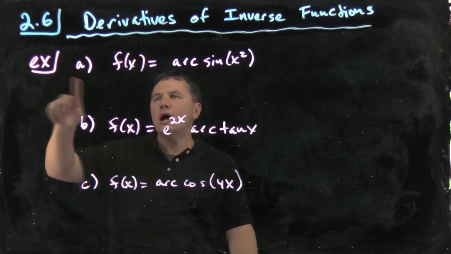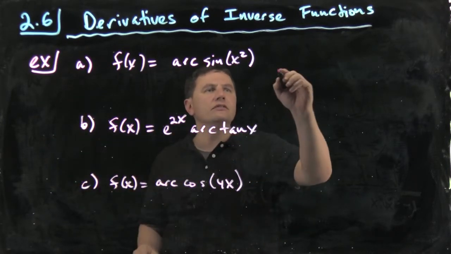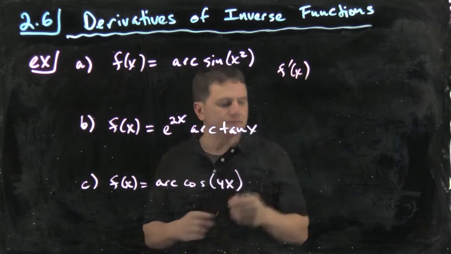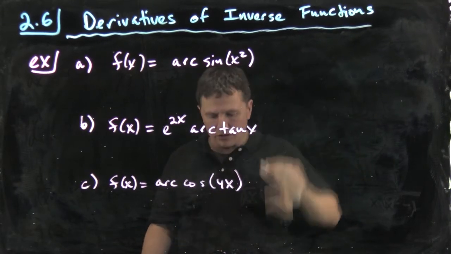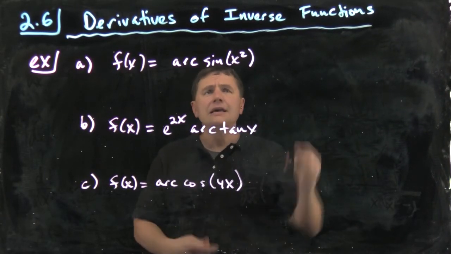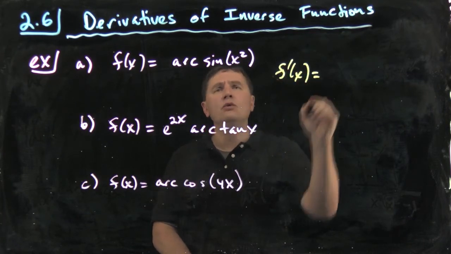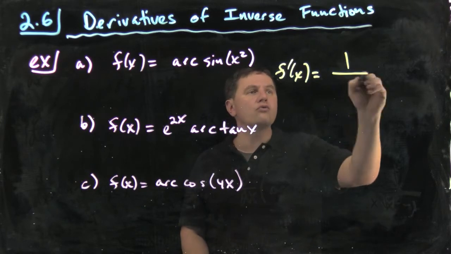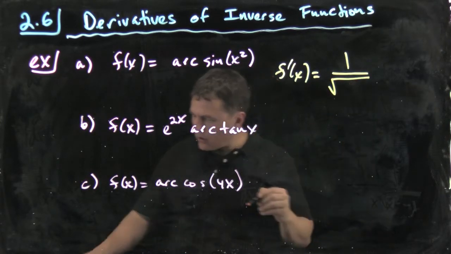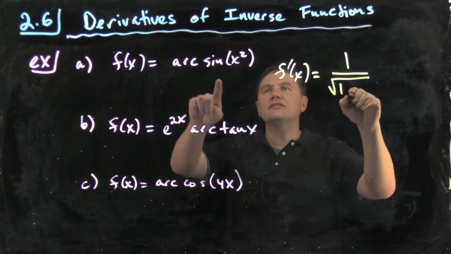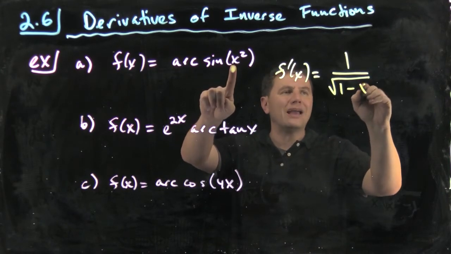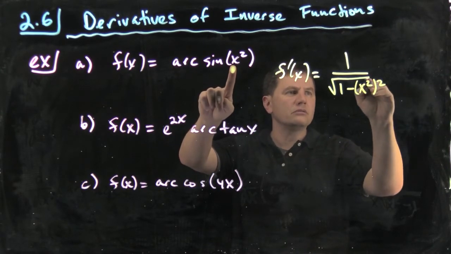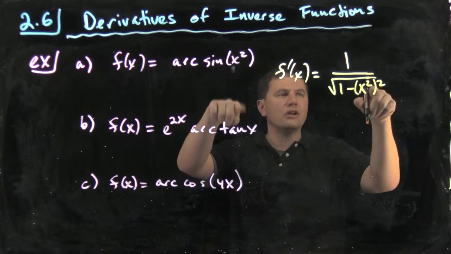So A, we want the derivative of this. So f prime of x. I'm going to do a different color here, just so it contrasts. So f prime of x equals, I use that formula for arcsine, which is 1 over the square root of 1 minus blob squared, so that'll be x squared squared. I'll just leave it like that. You could certainly call it x to the fourth.